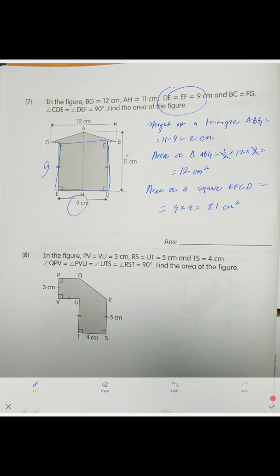All right. So area of the figure, put them all together. Total area is equal to what? 12 triangle plus 81 square, and the total is 93 square centimeters. That's your answer.